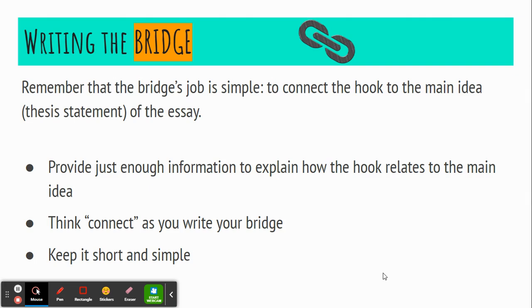For the bridge, the second part of the introductory paragraph, you take whatever your hook was and you connect it to the main idea of the essay. Provide just enough information to explain how the hook relates to the main idea. Connect the two. Very short, very simple, but you need to make it clear why that hook relates to the thesis statement, and that is the bridge's job.